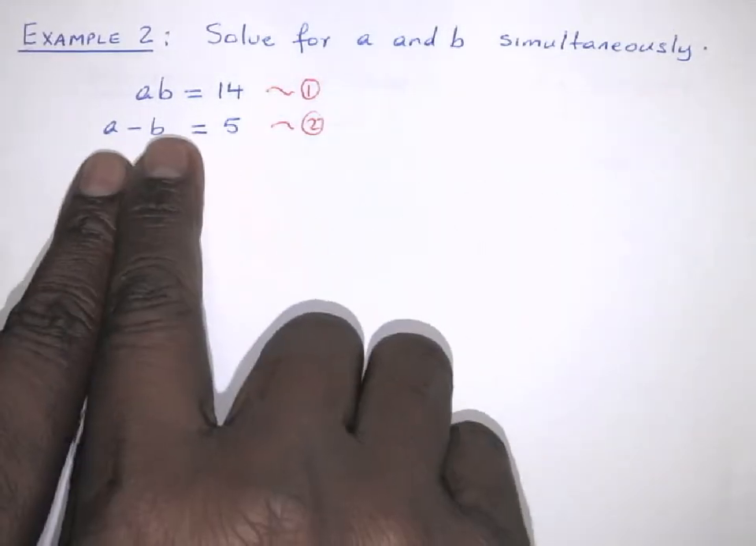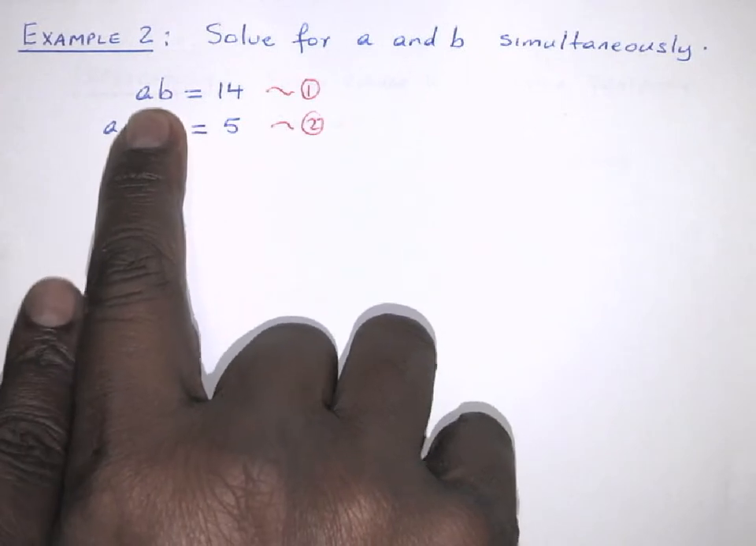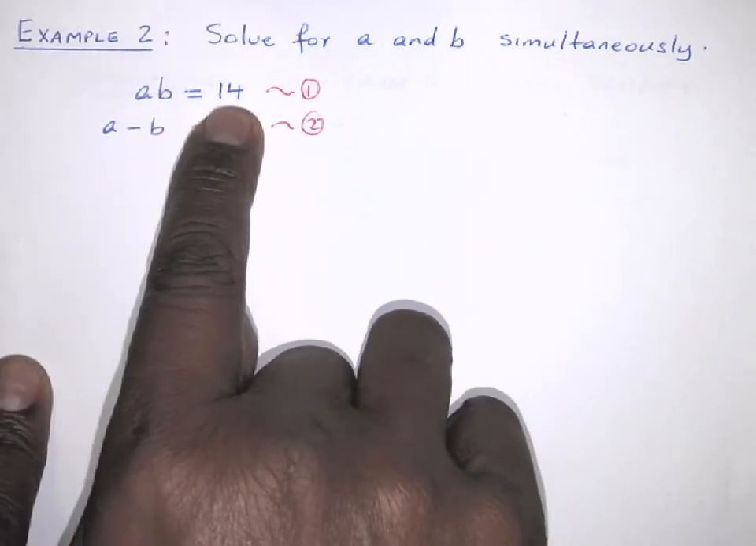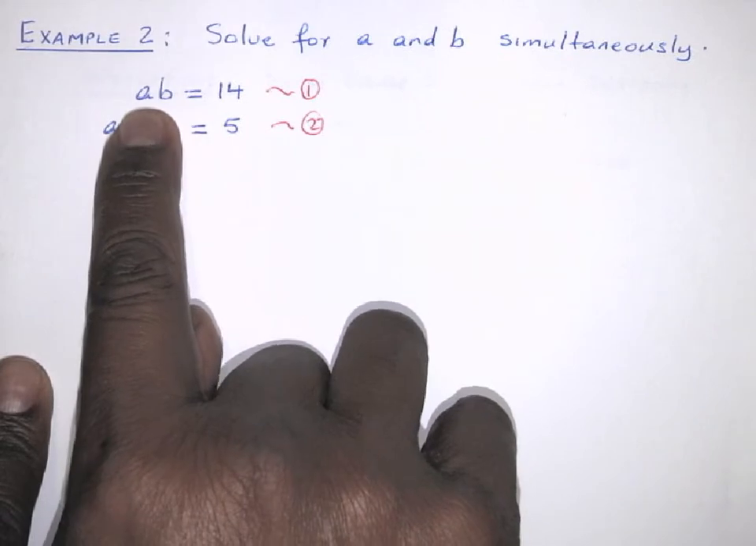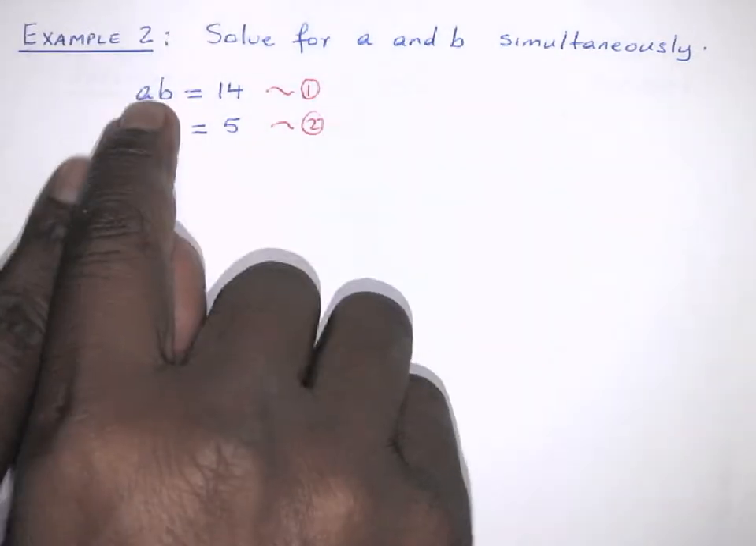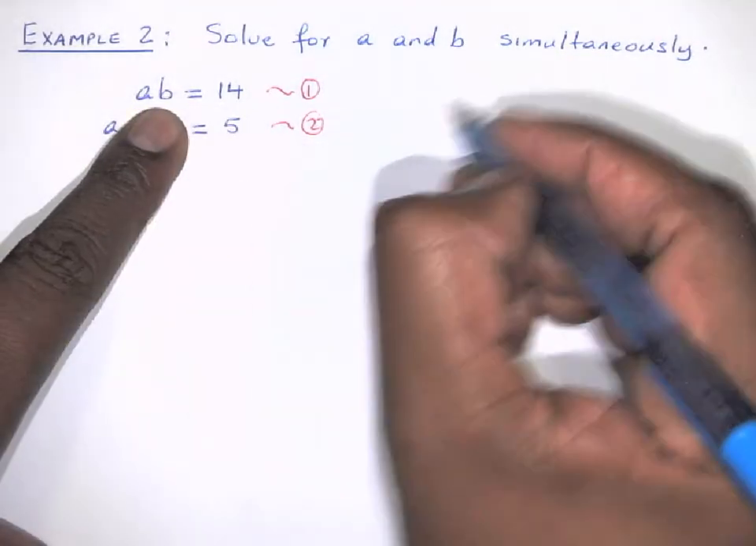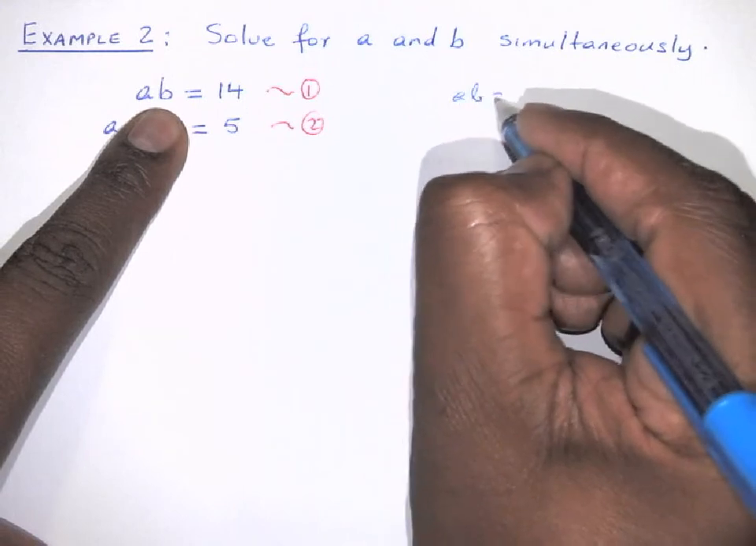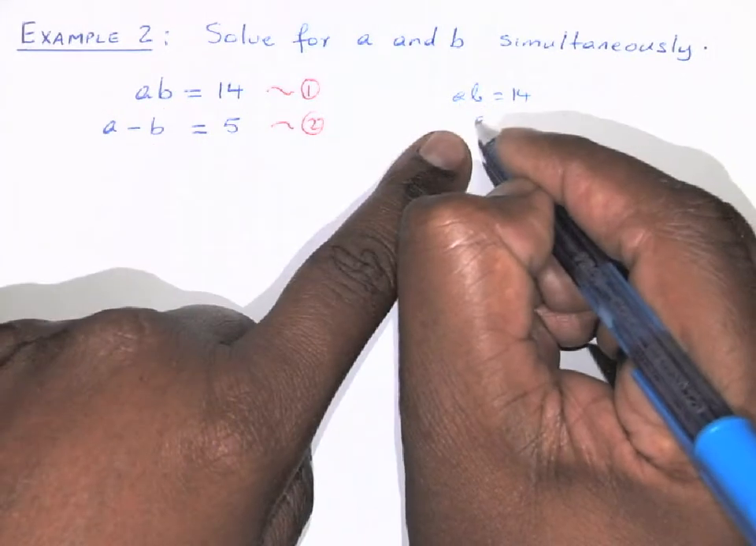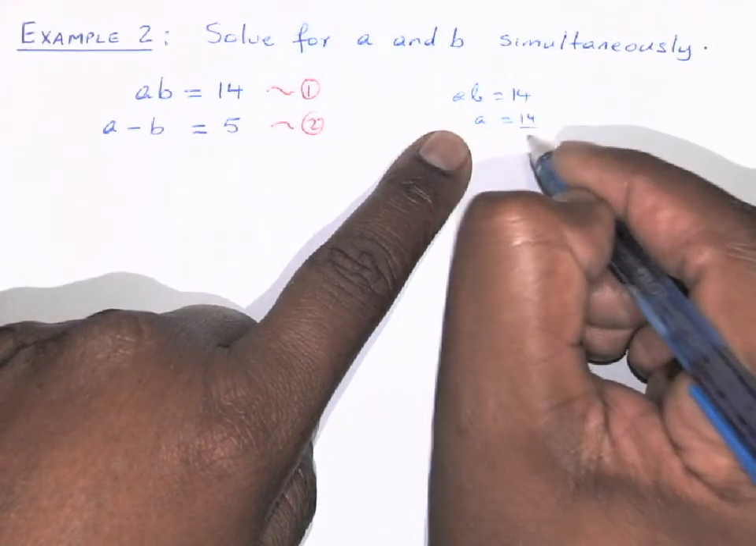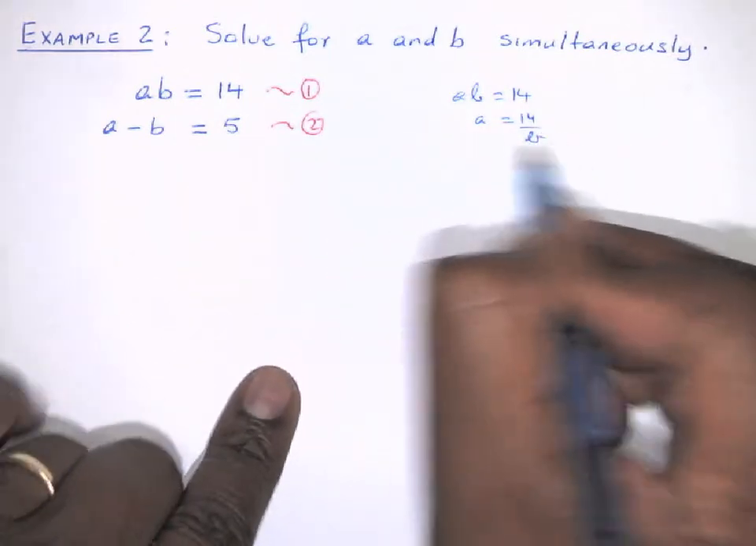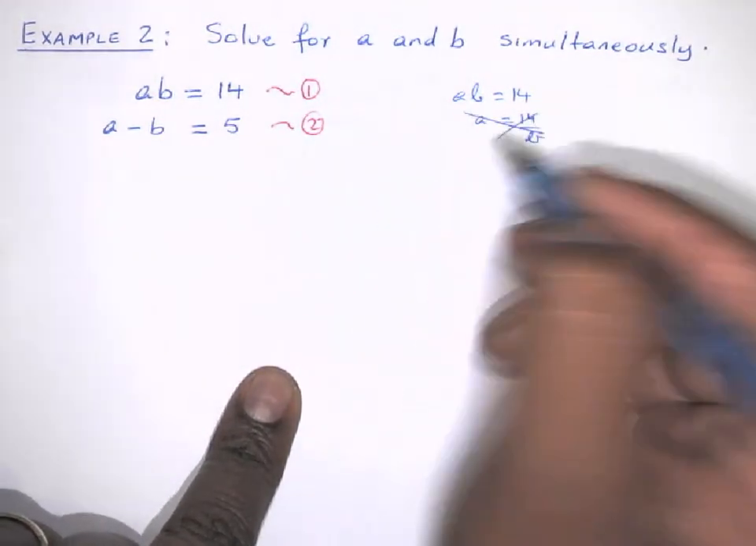Now, when you look at this equation here, ab is equal to 14. I can solve for a, but if I solve for a here, I'll get a is equal to 14 over b. I don't like working with fractions, all right? So I can just ignore this one here.